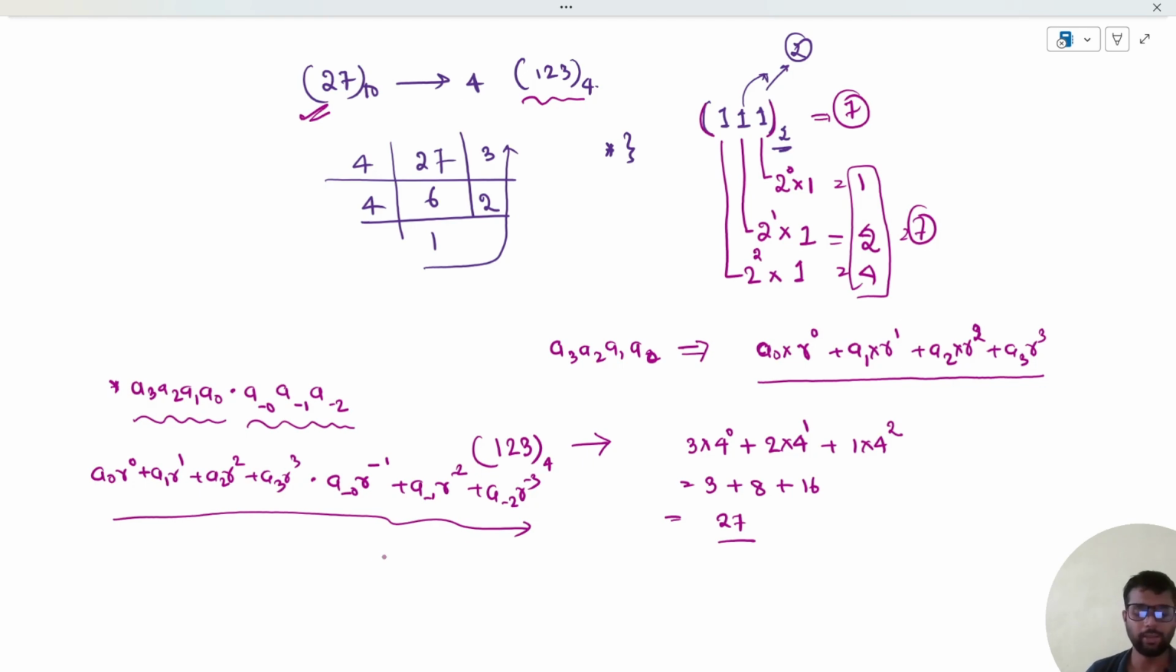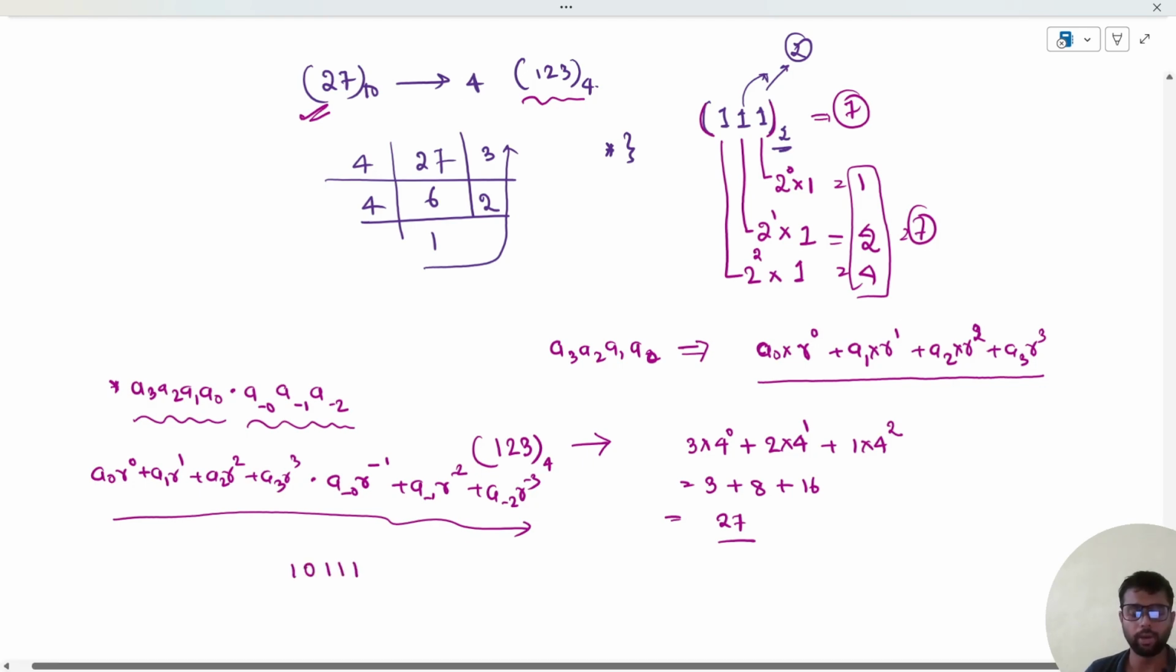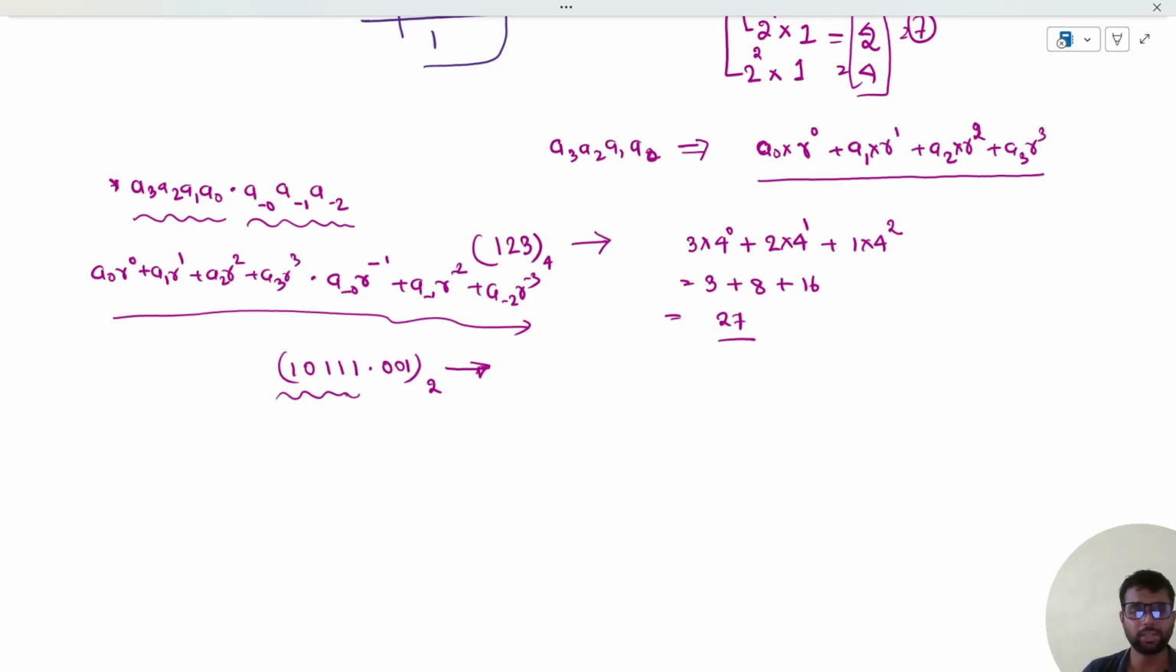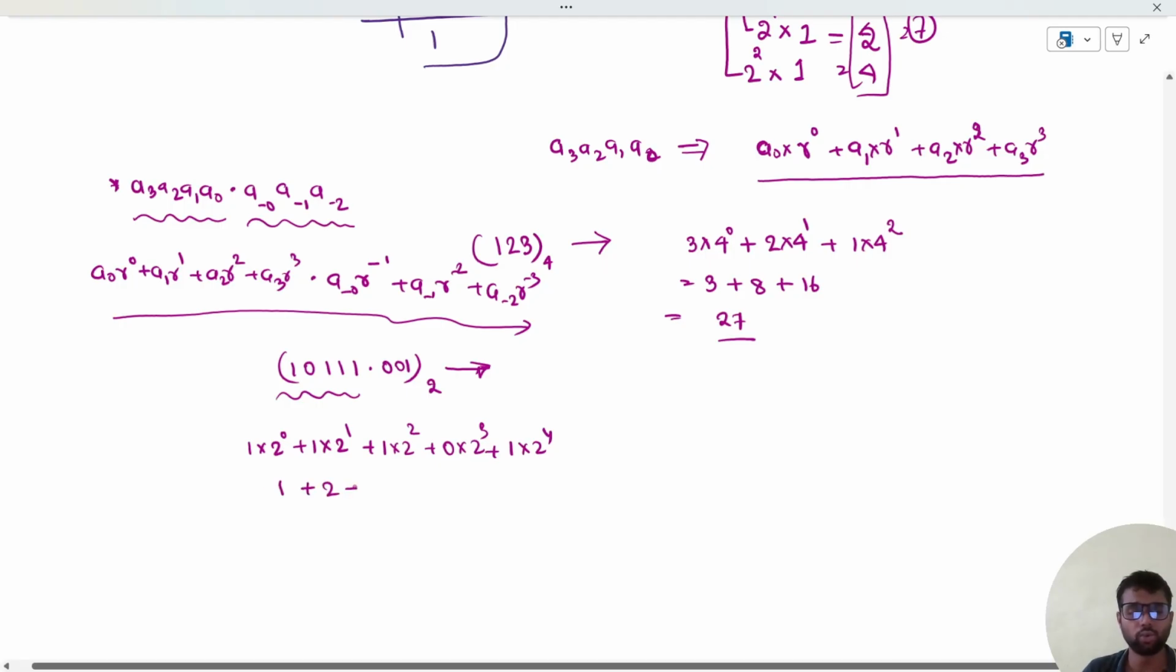So the above example, we have converted 10111.001 base 2. This is the binary, and let us convert to decimal. So to convert it into decimal, let us first take this part. We have 1 into 2 raised to the power 0 plus 1 into 2 raised to the power 1 plus 1 into 2 raised to the power 2 plus 0 into 2 raised to the power 3 plus 1 into 2 raised to the power 4. So this is nothing but 1, this is 2, this is 4, and this is 16. So this is what? 23.